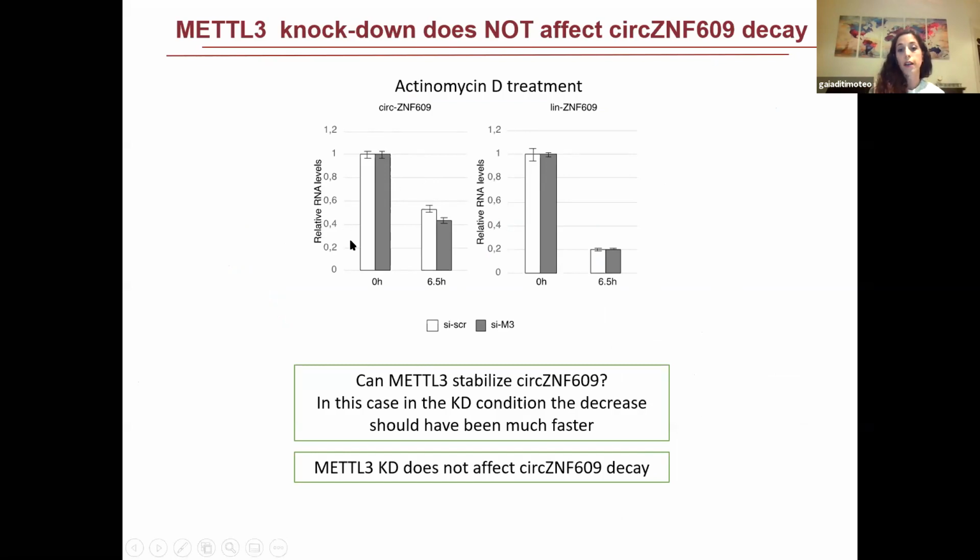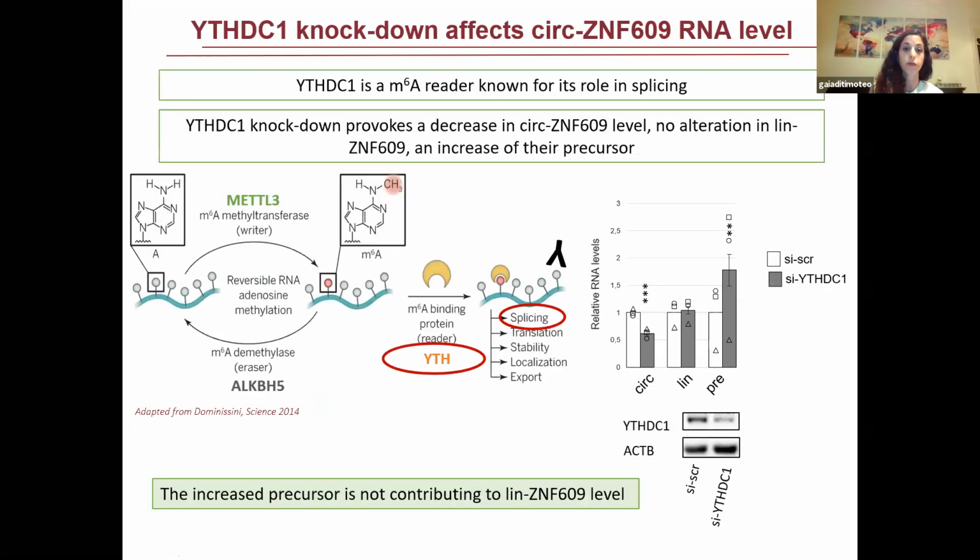So as you can see here, we have no difference between the scramble and the siRNA condition in the rate of decay of circRNA 609. So we concluded that no, METTL3 is not affecting the decay of circRNA 609, or at least it's not stabilizing it. So we focused on back-splicing, and in particular on YTHDC1, which is an m6A reader known for its role in alternative splicing. And as you can see here, interestingly, we have a downregulation of the circRNA upon the knockdown of YTHDC1.